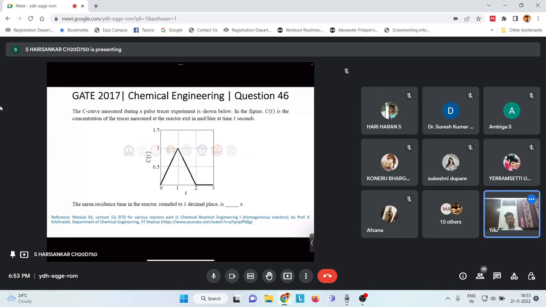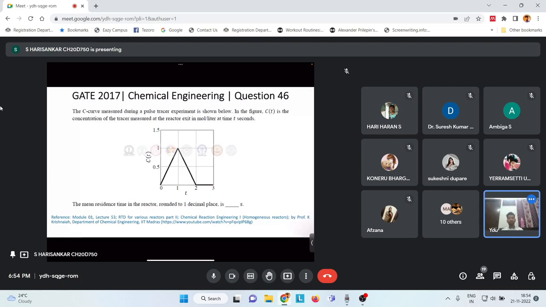Okay. So this is a question from GATE 2017 from Chemical Engineering, question number 46. The C curve measured during a pulse tracer experiment is shown below. In the figure, C of t is the concentration of the tracer measured at the reactor exit in mole per liter at time t seconds. The mean residence time in the reactor, rounded off to one decimal place, is dash seconds.